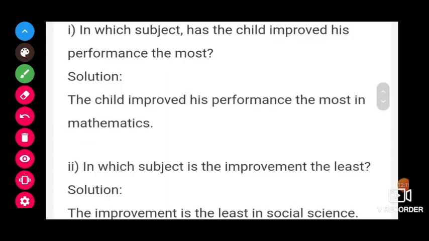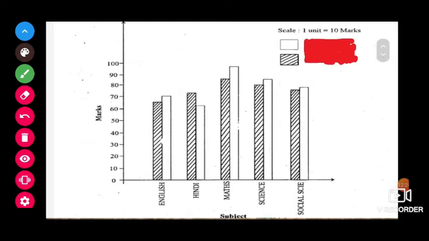Next, children, they are asking some questions related to that. In which subject did the child improve his performance the most? Means here from first term to second term, which bar, of the two bars, is differing more? Improvement is very high, means here you can observe mathematics. Isn't it? The second bar is improved a lot when we compare to the first bar.